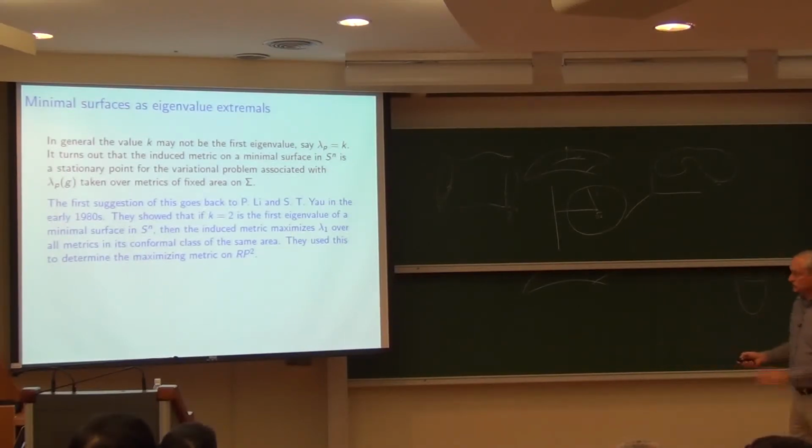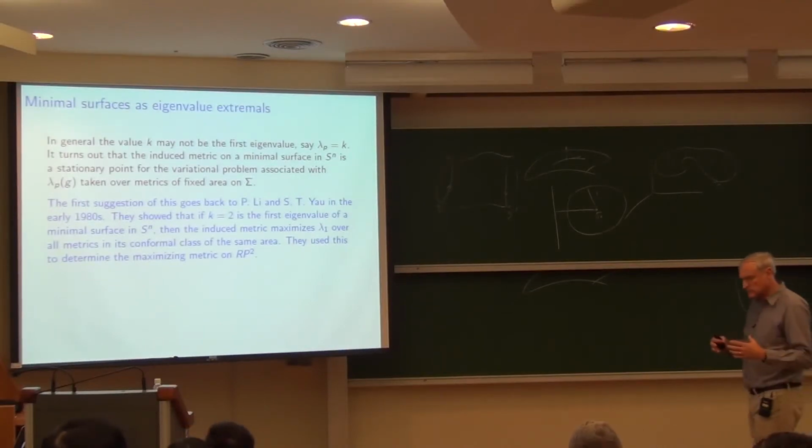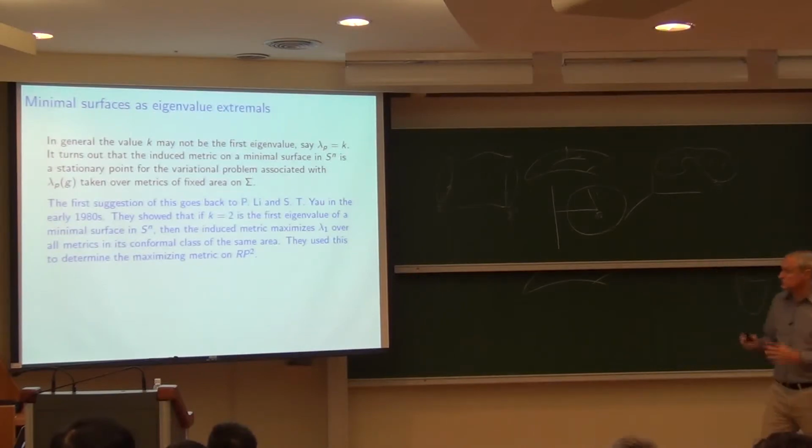They showed that in two dimensions, when k is 2, if that's the first eigenvalue of the minimal surface in S^n, then in fact the metric induced from S^n on the surface maximizes lambda_1 over all metrics in the conformal class with the same area. In fact, they used this to determine the maximizing metric on RP^2, which wasn't known before. They were able to solve the eigenvalue extremal problem, maximizing lambda_1 with fixed area on RP^2.